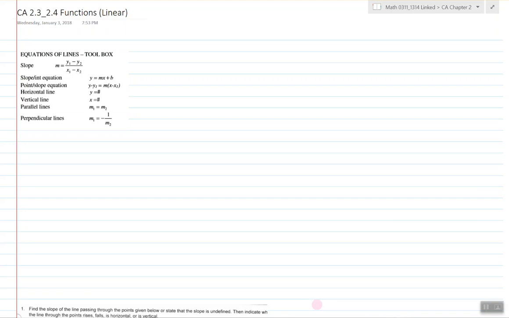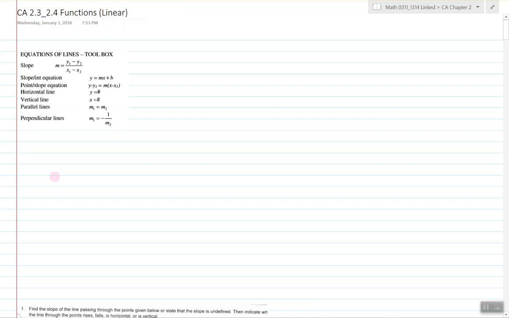Lessons 2.3 and 2.4 combined together are a study of linear functions. Now, I hope you feel pretty confident in working with functions and understanding what they mean, ideas like domain and range, intervals of increasing, decreasing, and so on. But now we're going to begin our study of different kinds of functions. The first ones that we're going to look at are linear functions.